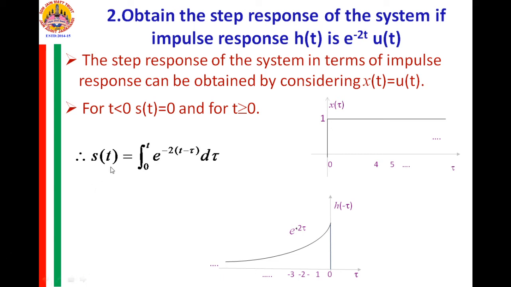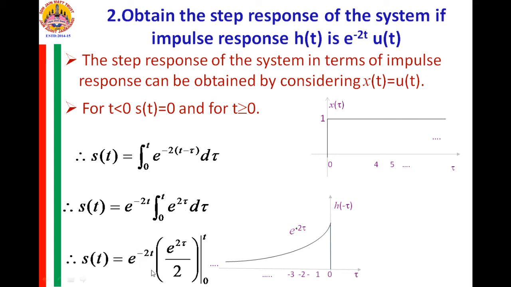So s of t, therefore, we write, is equal to integration 0 to t, x of tau's amplitude is 1, h of t minus tau is e raised to minus 2 into t minus tau d tau. So to evaluate this integration, this e raised to minus 2t I take outside, integration 0 to t e raised to 2 tau d tau. So if I evaluate this integration, integration of this is e raised to 2 tau by 2, and then substitute the limits 0 to t.